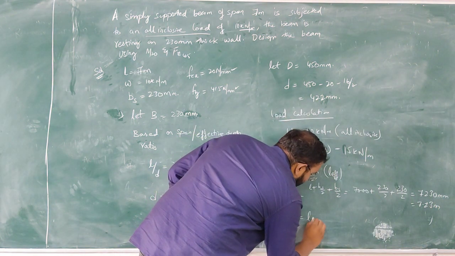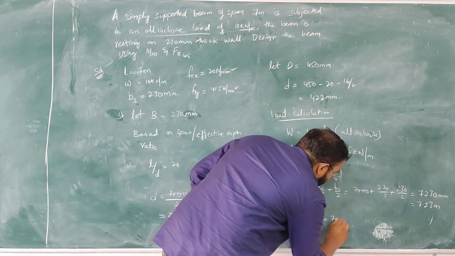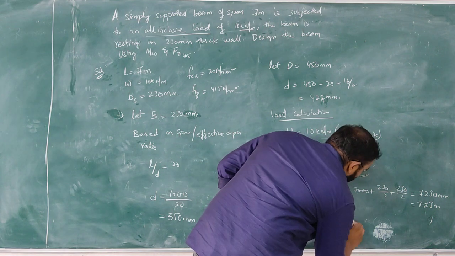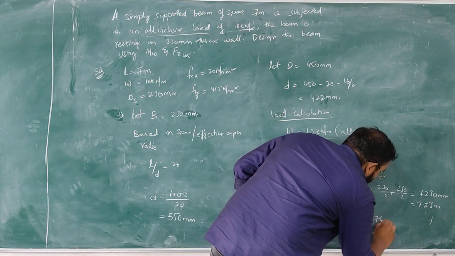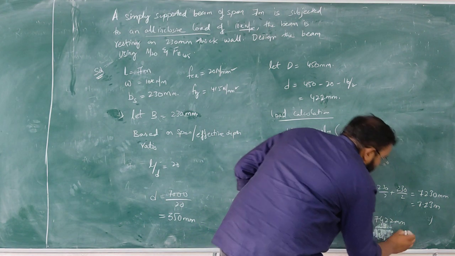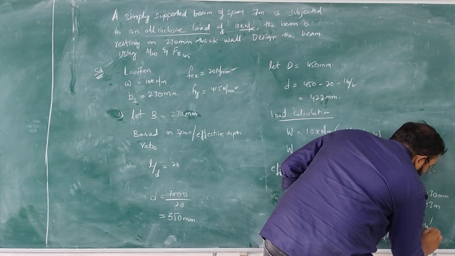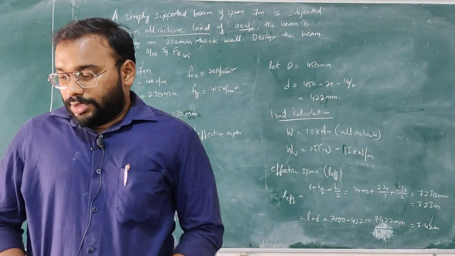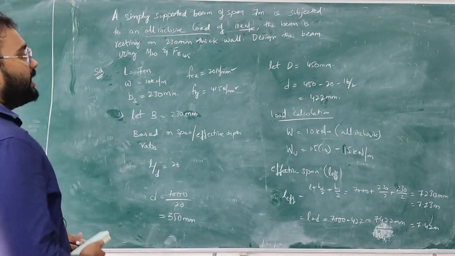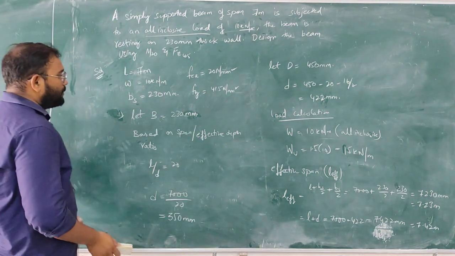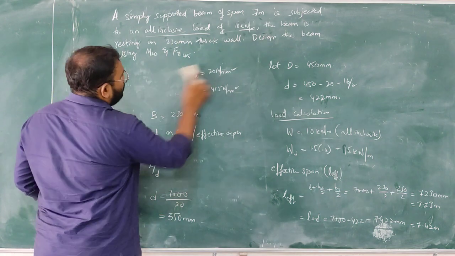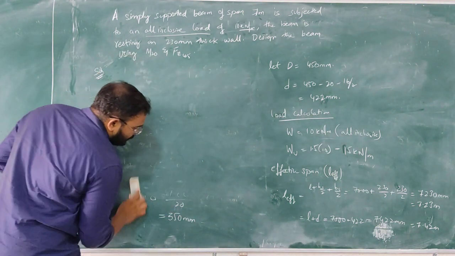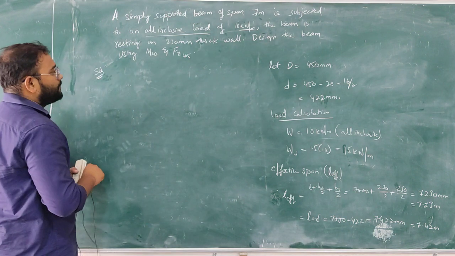Another condition is L plus d, which is equal to 7000 plus 422, which is equal to 7422 millimeters, which is 7.42 meters. So which is the least value? 7.23 is the least value. So L effective will be equal to the least of the two, that is 7.23 meters.